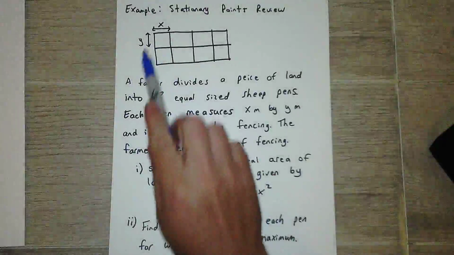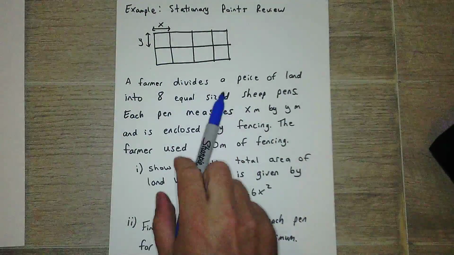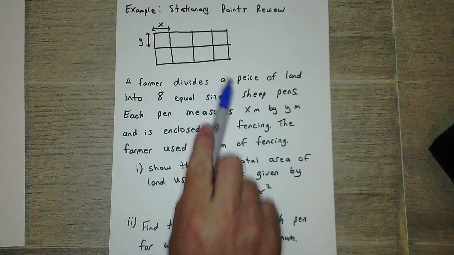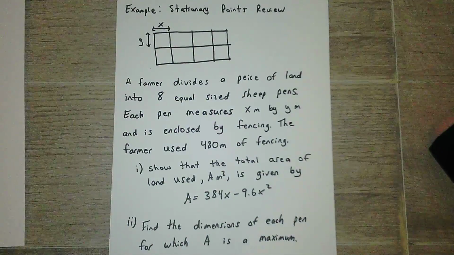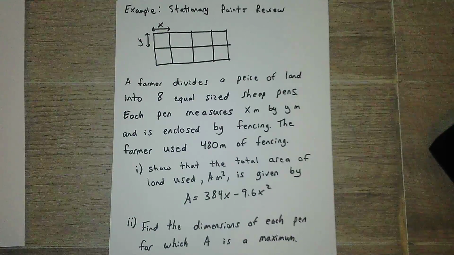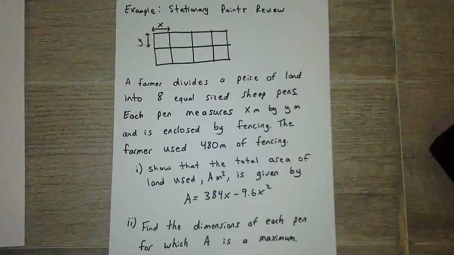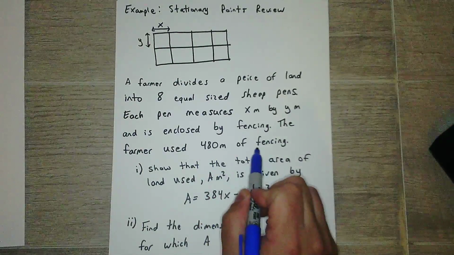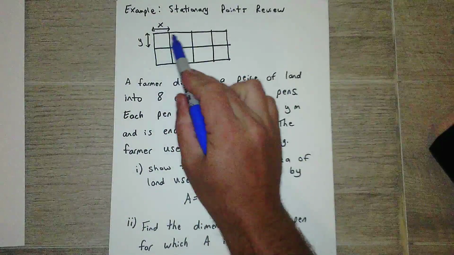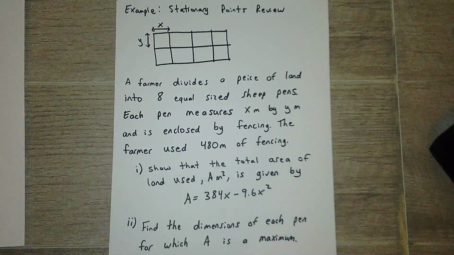Okay, so this is a sheep pen, a piece of land, and a farmer divided the piece of land into 8 equal sheep pens. Each pen measures X by Y. The farmer used a total of 480 meters of fencing. So that means all of these black lines add up to 480 meters.